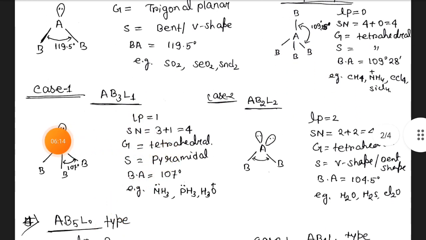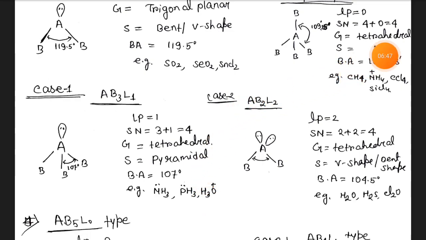Next, a case derived from this tetrahedral geometry: AB3L1, where the lone pair is 1, so the steric number is 3 plus 1, that is 4. The geometry here is tetrahedral, but the shape is different, that is pyramidal, because one lone pair is there. In shape the lone pair is not considered, so the bond angle is 107 degrees. Examples of this molecule are ammonia, PH3 and H3O+.